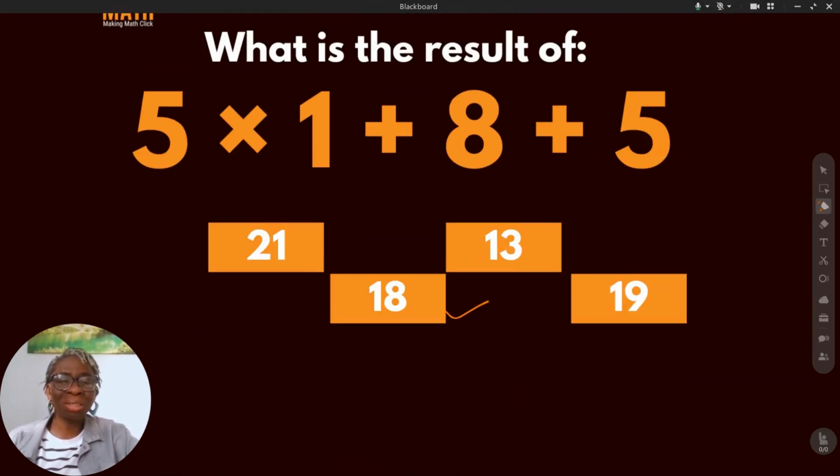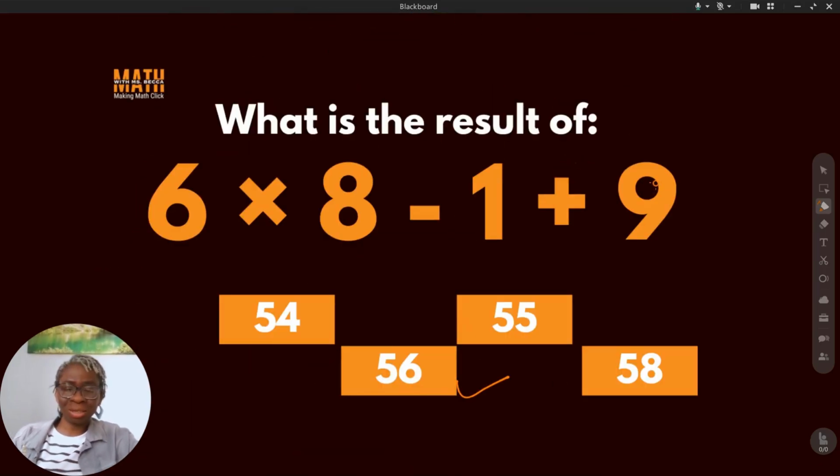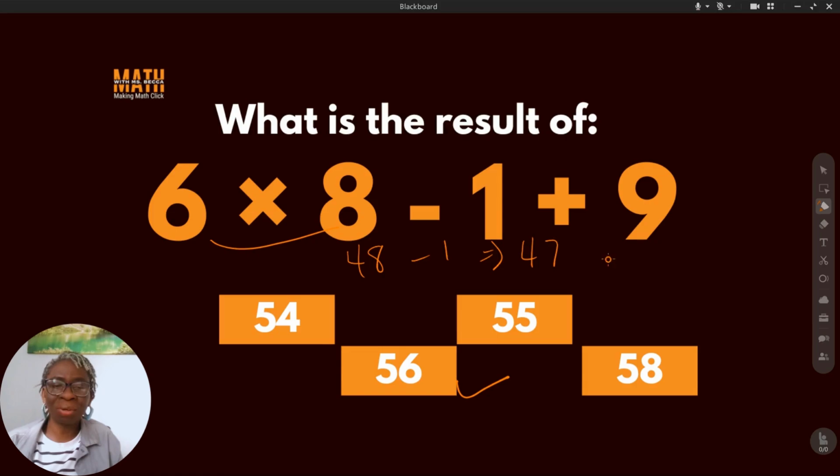So, how did we get these answers? Let's solve them together. So, we have 6 times 8. 6 times 8 is 48. 48 minus 1 is 47. And then 47 plus 9 is 56. And that is how we got 56.